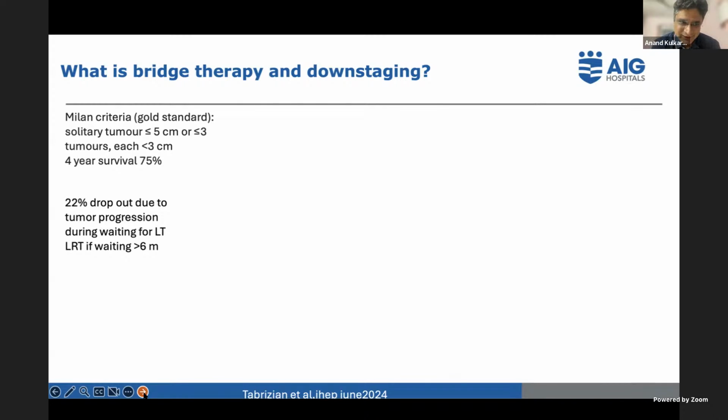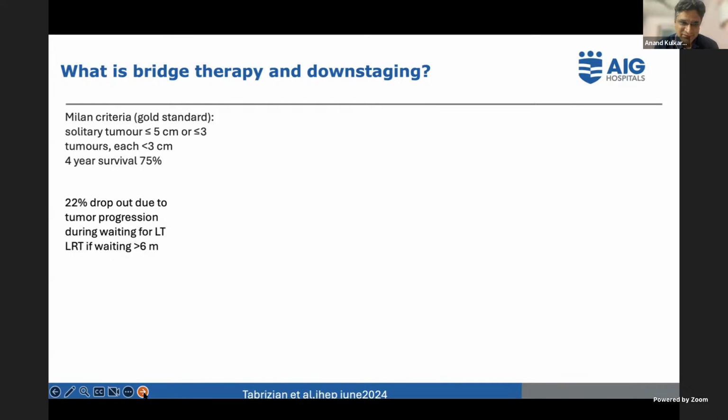There are certain criteria laid down to transplant a patient. There are a variable number of criteria, and many centers have their own. But the gold standard still remains Milan's criteria: a single tumor less than 5 centimeters, or 3 tumors each less than 3 centimeters. This leads to a 4-year survival of 75% and a 4-year recurrence-free survival of around 80 to 85%. That is the gold standard.